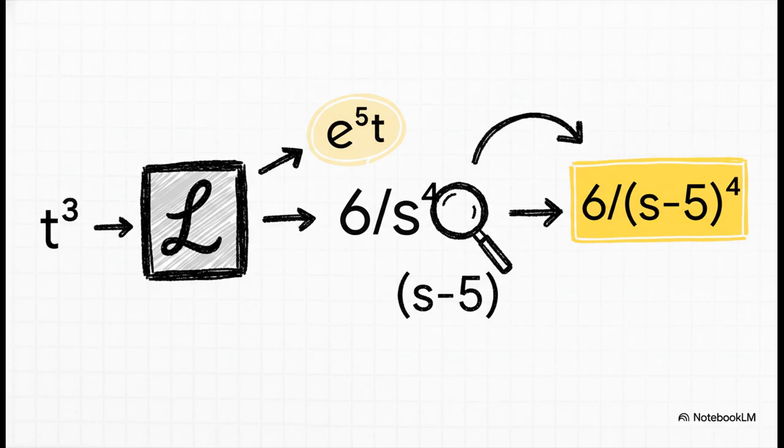Okay, let's see this in action, because it's almost too easy. Say we want the transform of e to the 5t times t cubed. All right, first we look up the transform of just t cubed. You can find this in any standard table. No big deal. It's 6 over s to the 4th. Now, because of that e to the 5t we had, we just replace that s with s minus 5. Boom, done. No crazy integration, nothing.